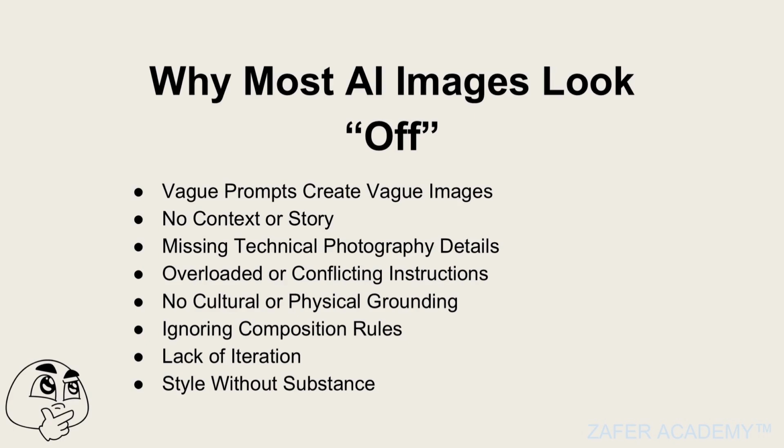The next thing is missing technical photographic details. This is something most people are not aware of. Generating images with AI, you have to at least learn a little bit about photography. You need to understand what white balance is, what focus is, the scene, lighting, coloring, and how they come together to affect the quality of a picture.